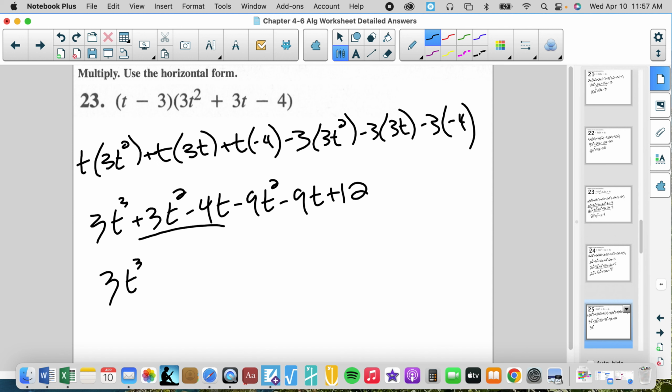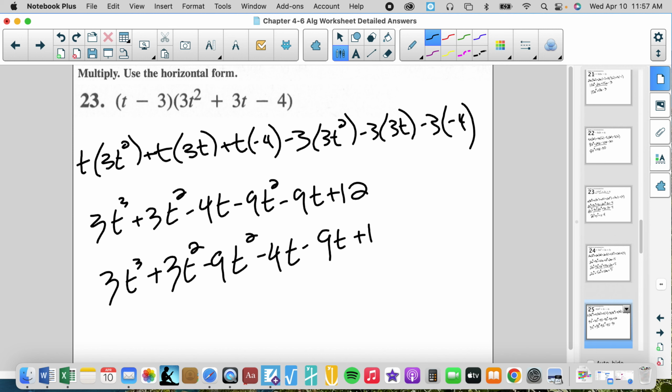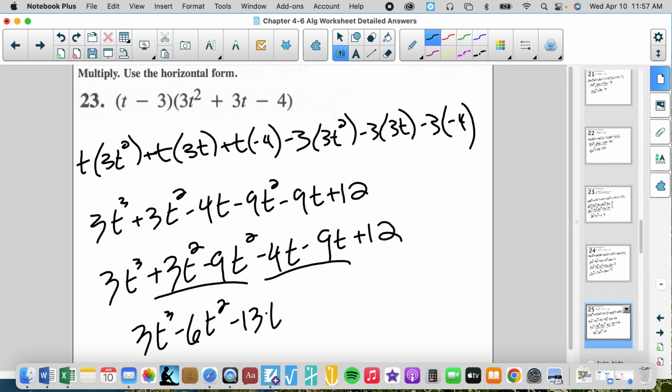3t to the third, like terms, negative t. Nope. I'm not combining like terms. I'm reorganizing. I keep forgetting this step. That's plus 3t squared minus 9t squared minus 4t minus 9t plus 12. Now we can simplify. Now that it's in standard form, it'll make it easier to see the like terms and to get the final answer.